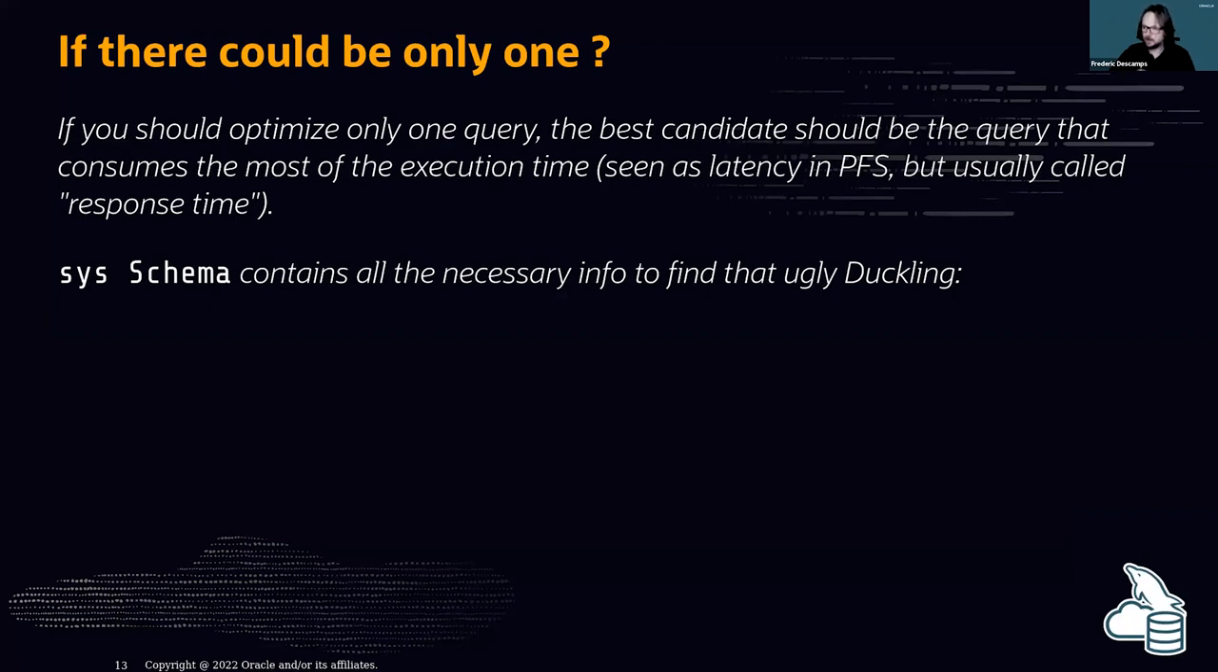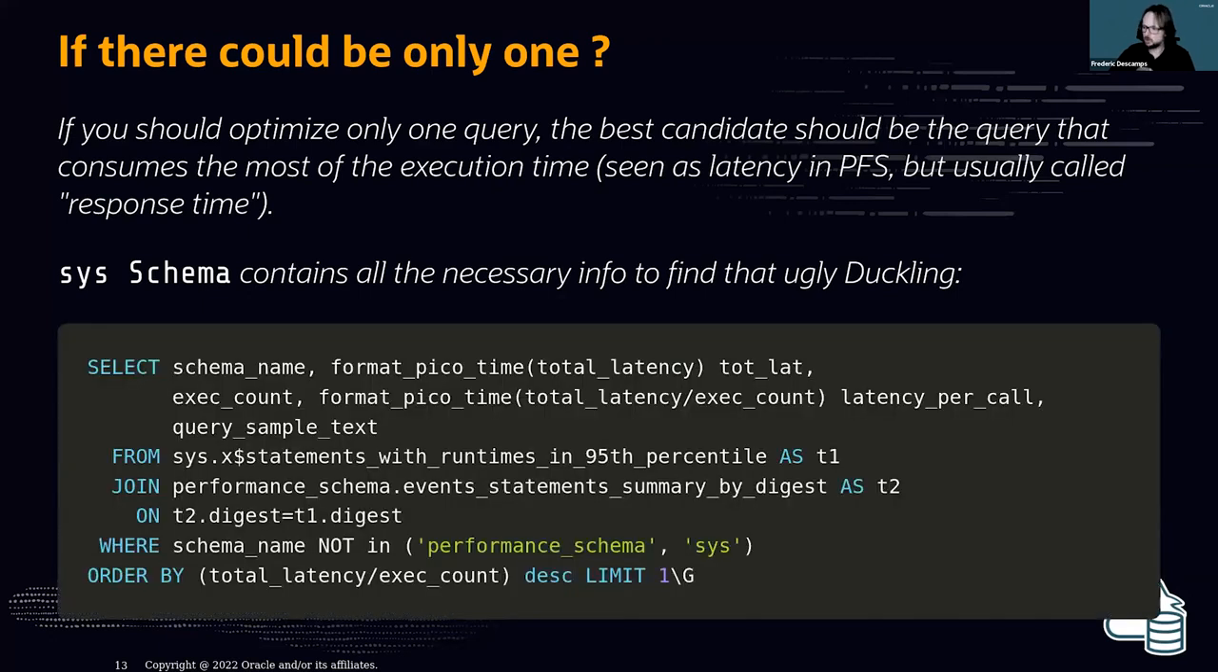So the sys schema also contains all the necessary data that we need to parse to find that bad query, right? So this is, for example, the query that you should execute to find the query in your system that consumes the most response time. This will be the first candidate of query optimization.